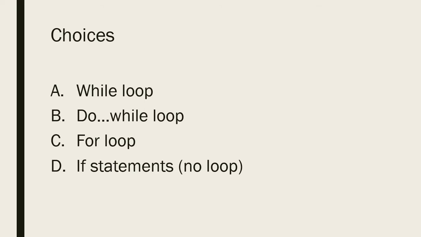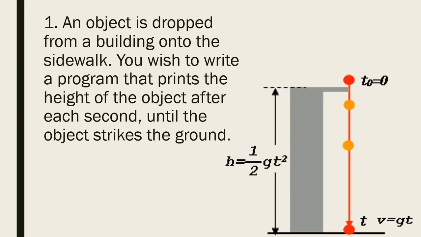So your choices for these next few things are going to be as follows. A while loop is choice A, a do while is B, a for loop is C, and if the problem doesn't require a loop at all, then D is the right answer. So let's just do a little checkup thing here.